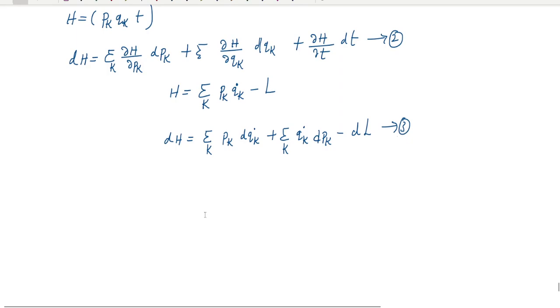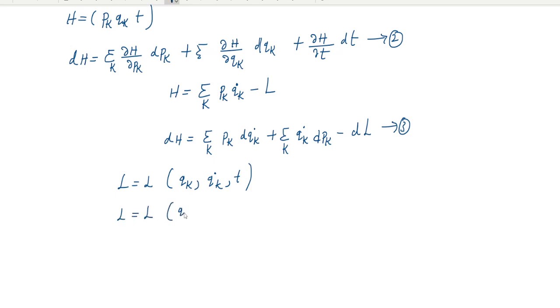Now we know the Lagrangian is a function of generalized coordinates, generalized velocities and time, right? So we can write L equals L of q1, q2, and so on, qk, and so on, qn, and the velocities q1 dot, q2 dot, and so on, qk dot, up to the n particles of the system.